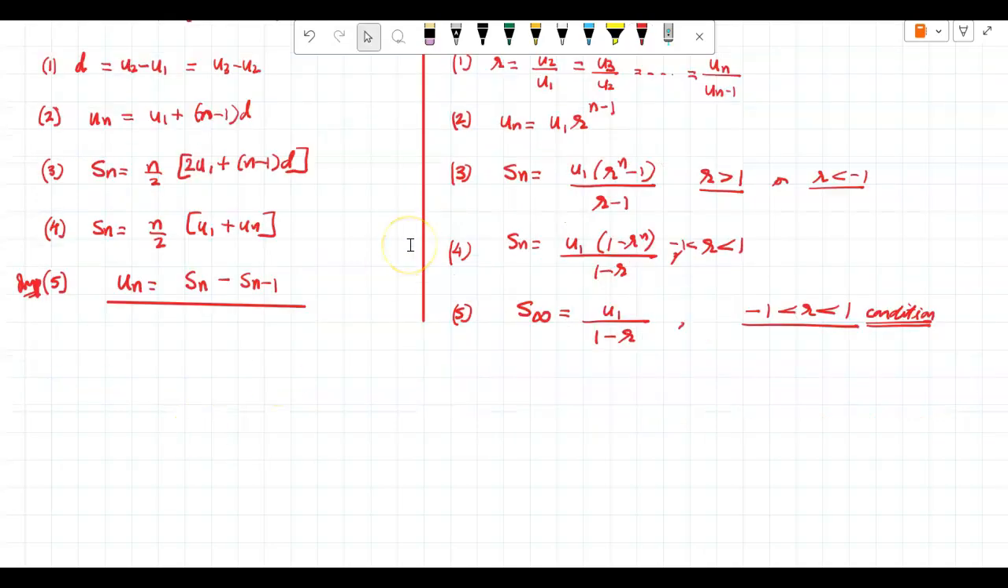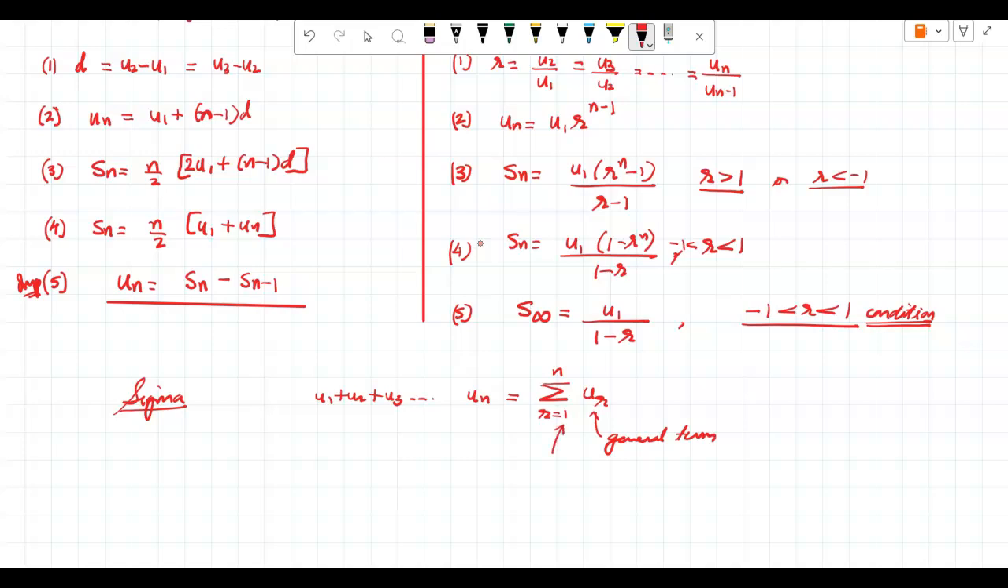Sigma notation can be used for arithmetic or geometric sequences. Sigma basically is the sum of all the terms. So if I have u1 plus u2 plus u3 up to un, and you want the sum of all these terms, we can simply use sigma, with r equal to 1 to n, and you put the general term here. You start with r equal to 1 and you end at n.